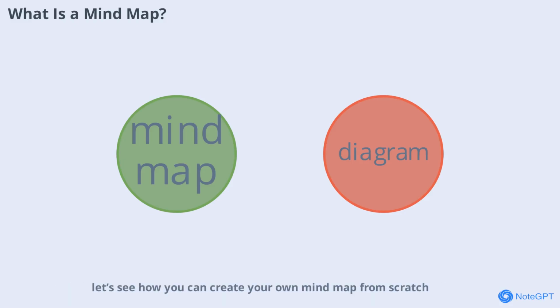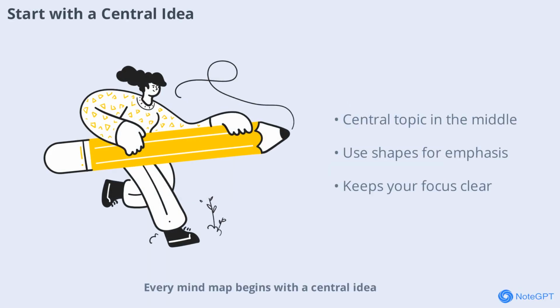Now let's see how you can create your own mind map from scratch. Every mind map begins with a central idea. Write your main topic in the center of a blank page. This could be anything from biology to a history exam. Draw a circle or a shape around it to make it stand out. This central point will anchor all your thoughts and help you stay focused as you expand your map.